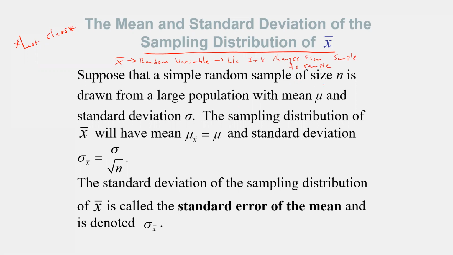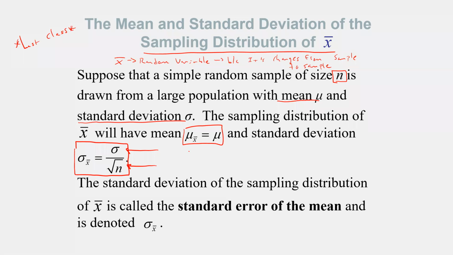Suppose that a simple random sample of size n, so we're going to sample 30, 40, 50, however many people, is drawn from a large population that has mean mu and standard deviation sigma. The sampling distribution of X bar will have mean, which we denote as mu sub X bar, and it's just equal to whatever the population mean is. And its standard deviation we denote as sigma X bar. And this is the most important thing for today's class: you take the population standard deviation and you divide it by the square root of the sample size.